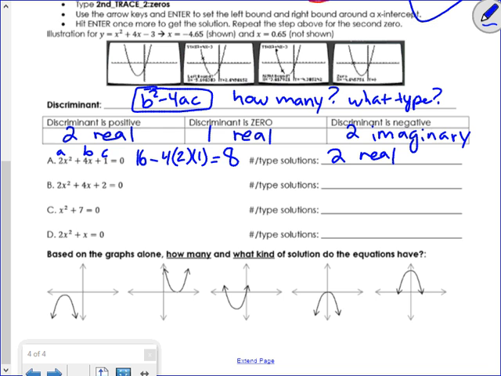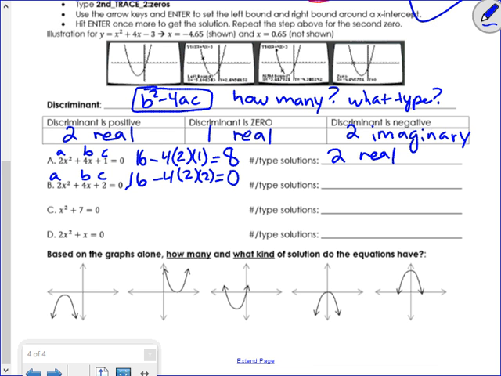Alright, let's see what happens with example b. So I have a, b, and c again. It is slightly different than the one above it. So I'm going to have 16 again, because 4 squared is 16, then 4 times 2 times 2. This time I get 0.